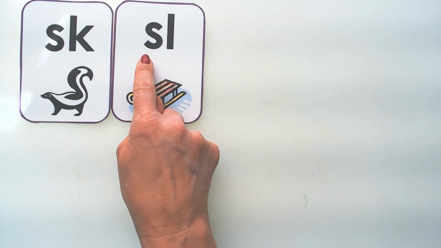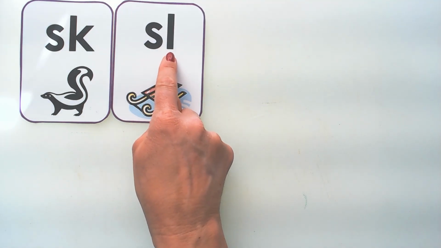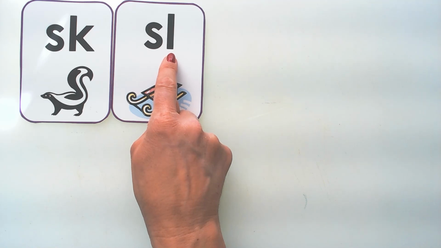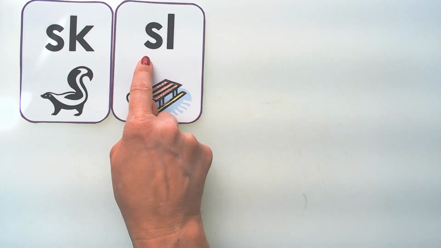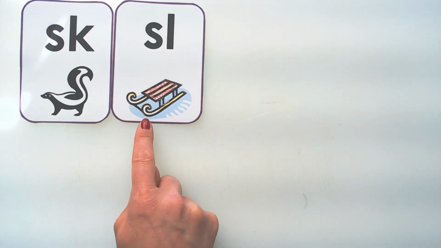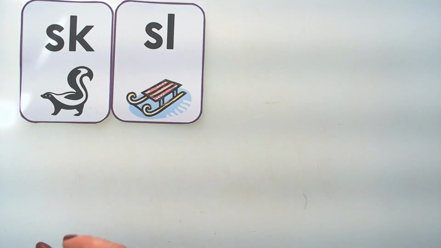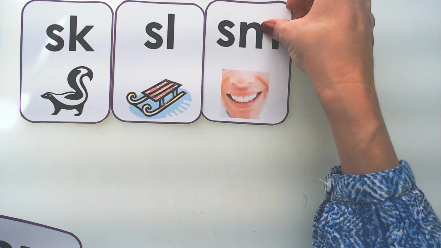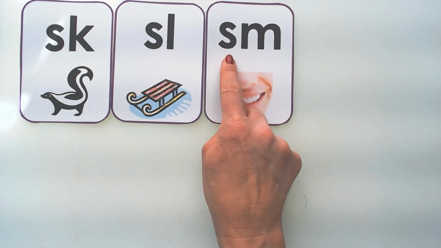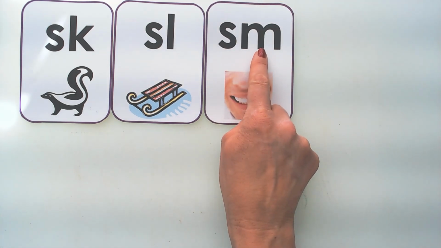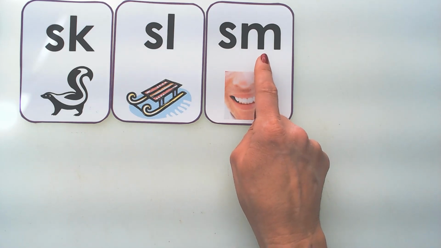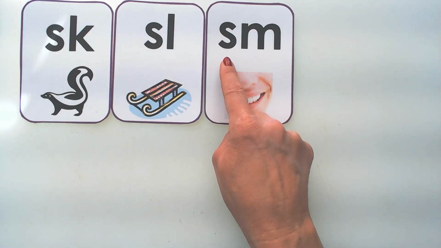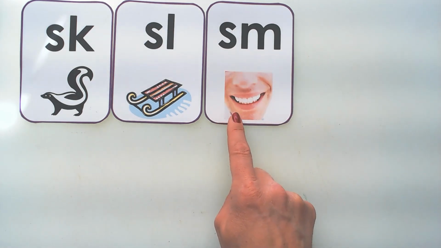S says s and L says l. Blend them together and this says sl, like sled. Here's another blend, another S blend. S says s and M says m. Blend them together and this says sm, like smile.